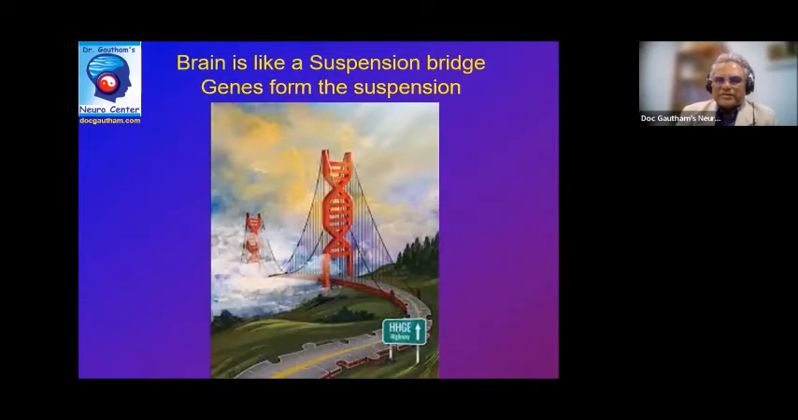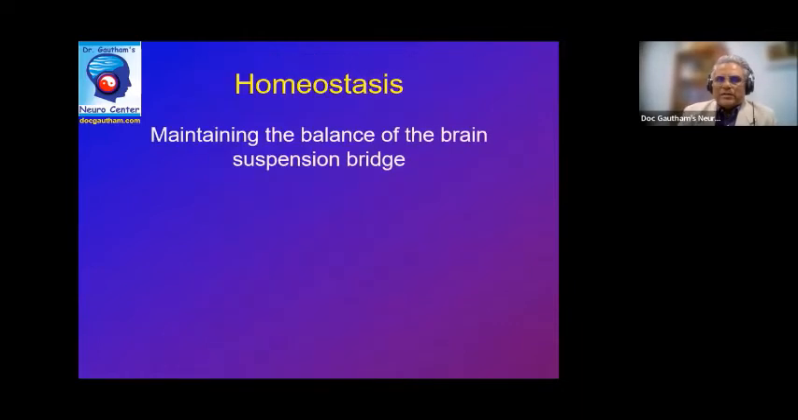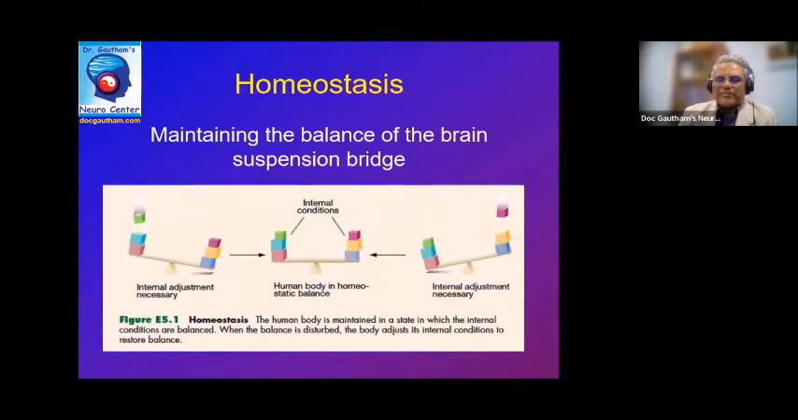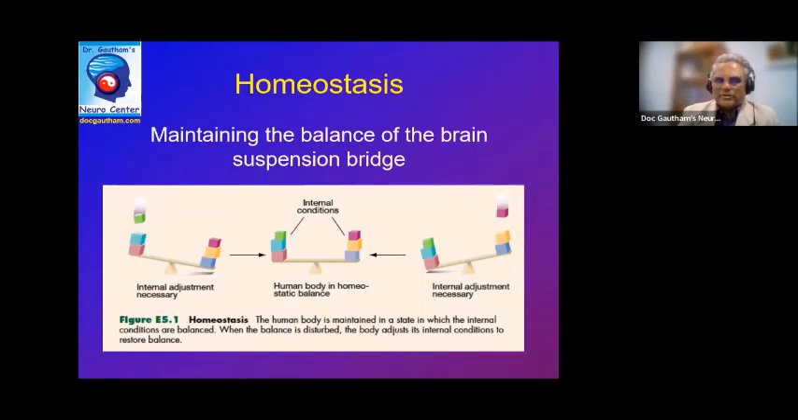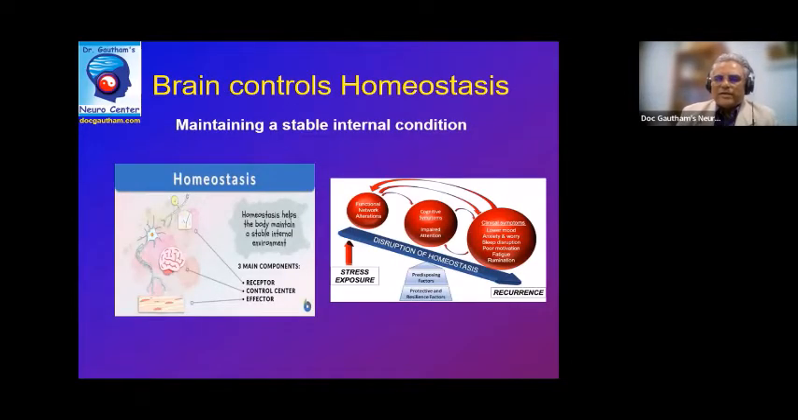Earlier, in the previous session, I talked to you about how the mind is like a suspension bridge within the brain, and the genes form the suspension of this bridge. The next thing we have to understand is homeostasis. Homeostasis is the process of maintaining the balance of the brain suspension bridge. Our mind and our body are in constant balance all the time. The genes create protective factors and resilience within us. This resilience helps us to manage the stress of day-to-day life. The stress of day-to-day life is brought about by what we call predisposing factors, or the situations around us that give rise to changes within the mind and the body.